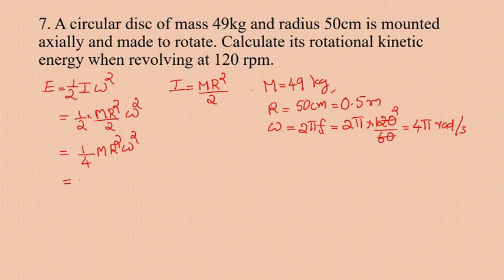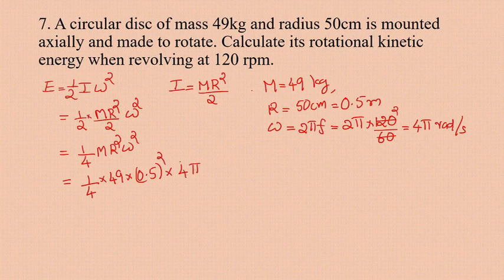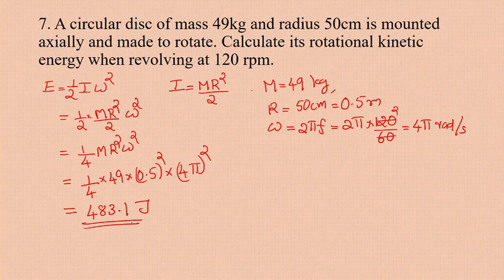We can substitute 1 by 4, into 49, radius 0.5 whole square, into omega, that is 4 pi whole square. So you can do the calculation. So the answer will be 483.1 joule. Okay.